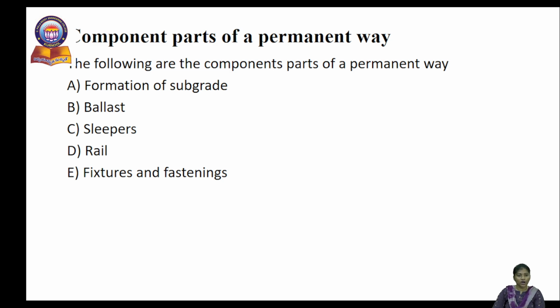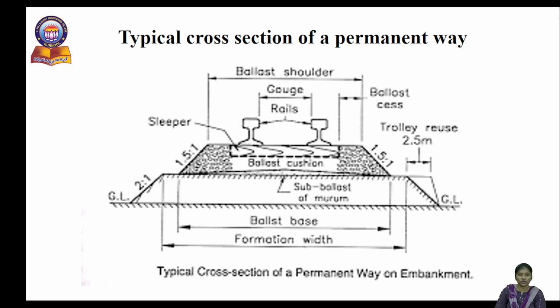You can observe all these component parts in this cross section of permanent way. Here we have rails, ballast shoulder, and sleepers; the horizontal members in the railway track are called sleepers. The side slopes are provided at 1.5:1 and for formation width it is 2:1. Then you can see how the ballast is packed in this cross section. Here you can see a new term, gauge length. Gauge length is nothing but the inner to inner distance between two successive rails.